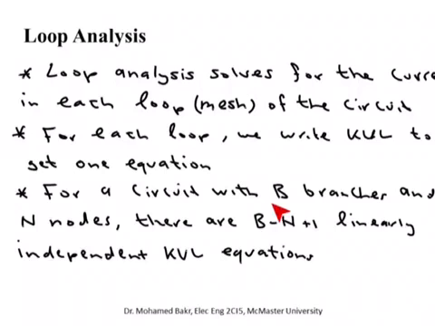There is this expression that if you have B branches in a circuit and n nodes, you can get B minus n plus 1 linearly independent KVL equations, and you can solve them for the unknown currents. This number is good for theoretical purposes, but in reality it's a little bit difficult to apply in a given example. What we care about in a given example is that you select a sufficient number of loop currents to cover all the loops, so all the branches are covered with some current flowing in them. I will show you the meaning of this in a second, but this limit does hold: if you have B branches and N nodes, you can get B minus N plus 1 linearly independent KVL equations.